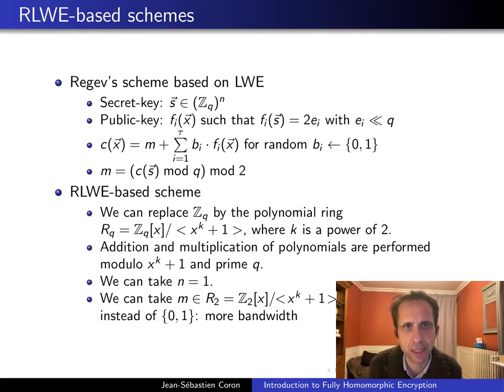And actually, in that case, in the previous scheme, we can actually take n equals 1. So we have the secret key as a single component, which is an element of the ring. And an advantage of this scheme is that now we can encrypt a message m, which is not a single bit, but a polynomial modulo 2. So a polynomial modulo x^k plus 1 and modulo 2. So this means that this polynomial has k coefficients, where k is the degree of the ring, instead of a single coefficient. So this means that we can encrypt many bits at the same time. So this improves the performance, and it saves on the bandwidth.